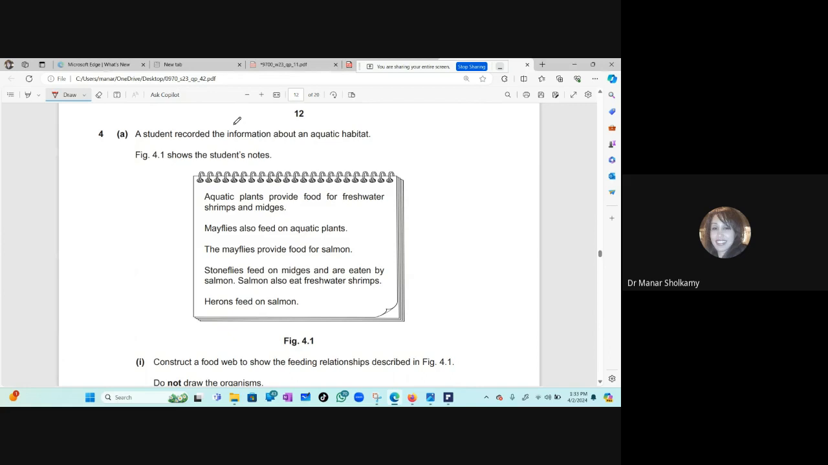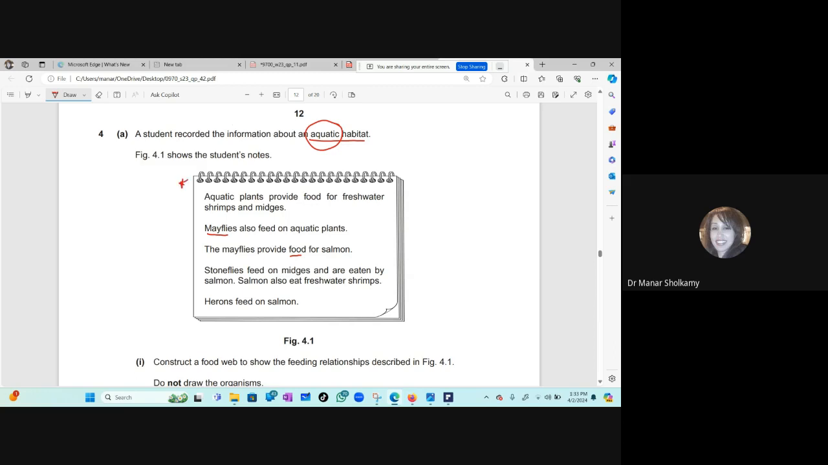A student recorded the information about an aquatic habitat. What does aquatic mean? Live in water. Yes, correct. Figure 4.1 shows the student's notes. Aquatic plants provide food for freshwater shrimps and midges. Mayflies also feed on aquatic plants. The mayflies provide food for salmon. Stoneflies feed on midges and are eaten by salmon. Salmon also eat freshwater shrimps, and herons feed on salmon.